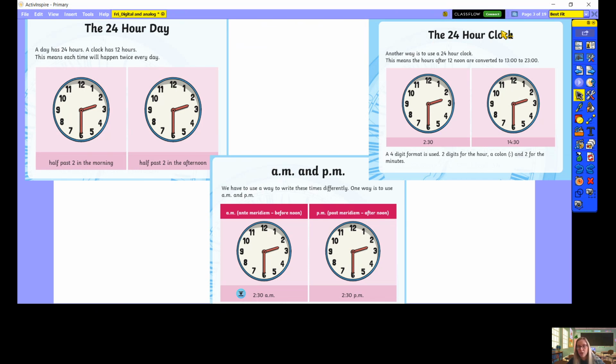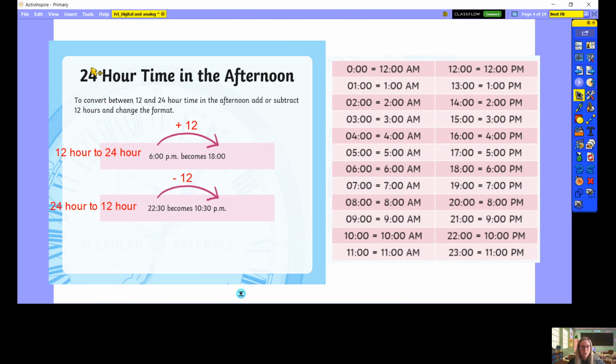Now, a 24-hour clock is another way that we can write the time, and this means that the hours after 12 noon, so 12 at lunchtime, are converted to 1300 hours to 2300 hours. So let's have a look at that a bit closer about what that means. So 24-hour time in the afternoon. So we're looking at how to convert time. To convert between 12 and 24-hour time in the afternoon, you need to add or subtract 12 hours and change the format.